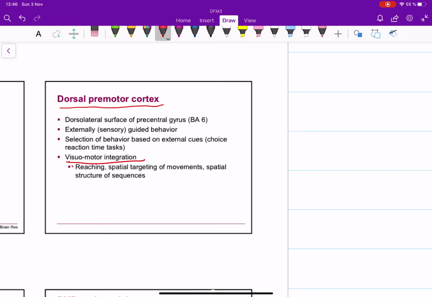And also the frontal eye field is responsible for self-initiated movement, but the area which is located near to it, the dorsal premotor cortex, is responsible for a selection of behavior that's based on the external cue.